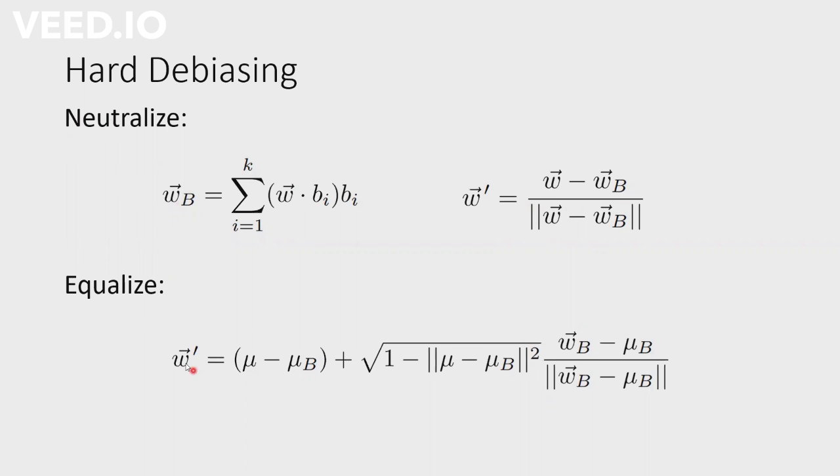Second, to equalize, we look at the words in the equality sets. For each equality set, we compute the mean of the words in that set, and we compute the component of that mean in the gender space. We subtract that from each mean, and then we add back this term of gender component to each word in the equality set. Essentially, what this will do is make each word in each equality set identical except for their component in the gender subspace.